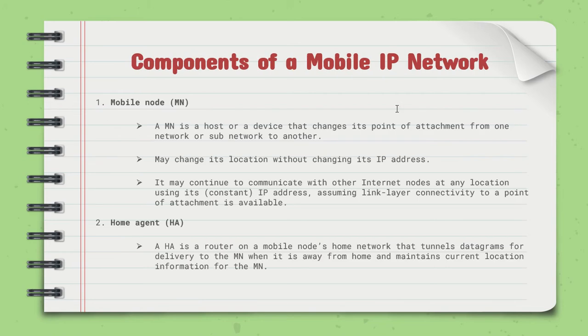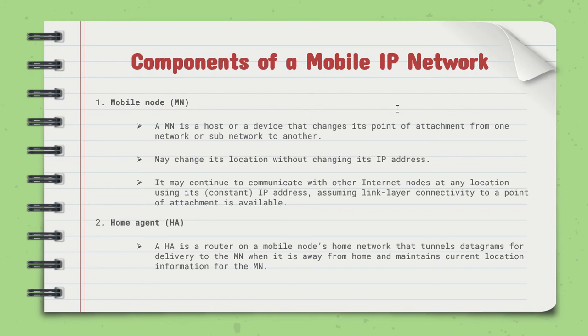Okay, next. Components of a mobile IP network. There are 4 components. First, mobile node. A mobile node is a host or a device that changes its point of attachment from one network or subnetwork to another. It may change its location without changing its IP address, and it may continue to communicate with other internet nodes at any location using its constant IP address, assuming link layer connectivity to a point of attachment is available.